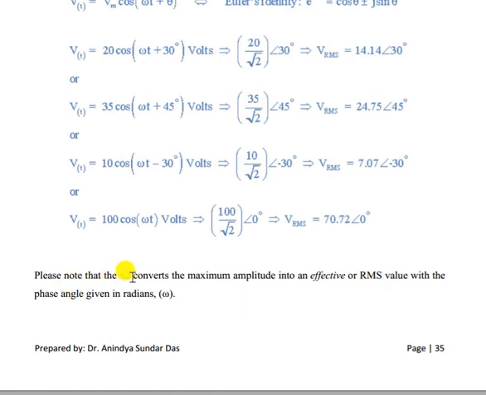Always note, root 2 converts maximum amplitude into the effective or RMS value. That is, maximum divided by root 2 is the RMS value. The phase angle is given with omega t. That you have to remember.